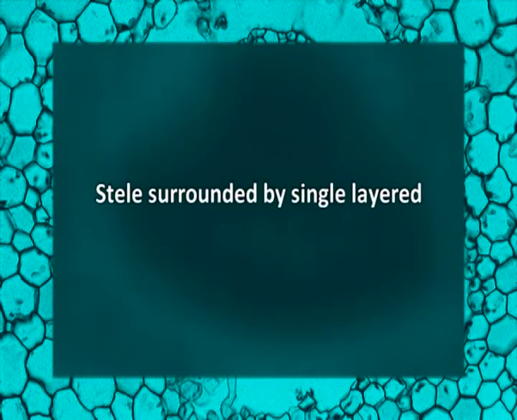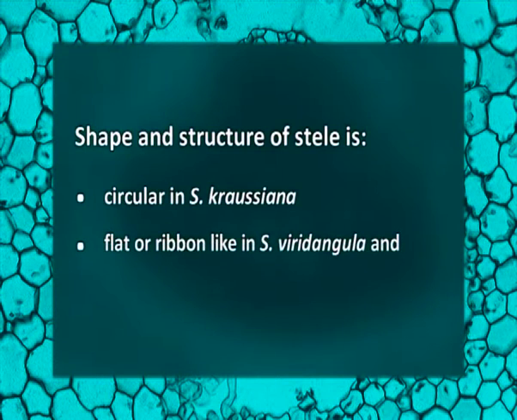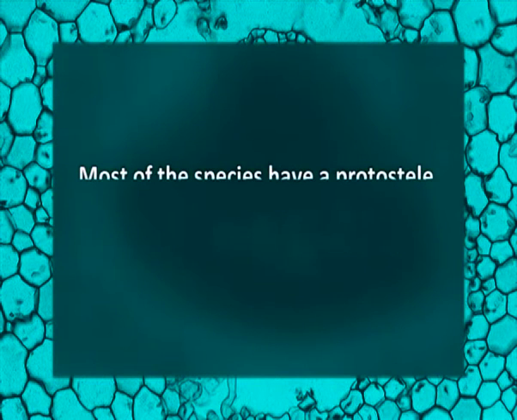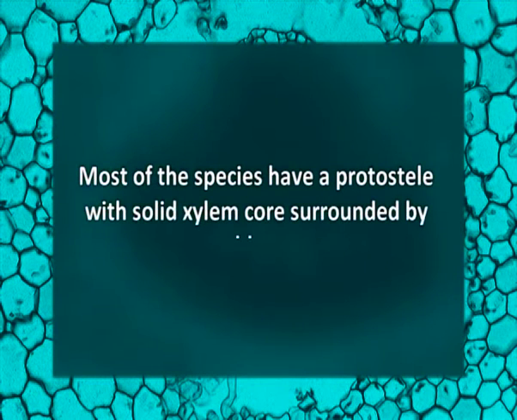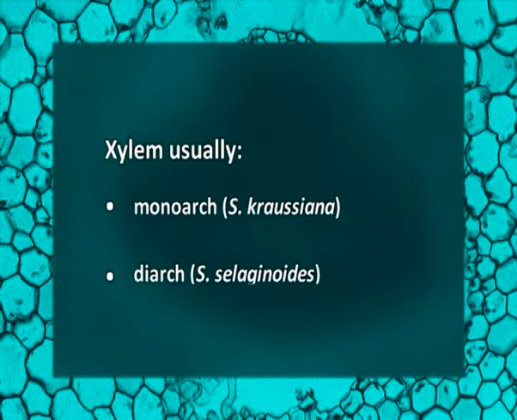The stele is surrounded by a single layered pericycle. It is circular in Selaginella cruciani and flat or ribbon-like in Selaginella verandicula and Selaginella vigili. Most of the species have protostele with a solid core surrounded by phloem. The xylem is usually monarch, as in Selaginella cruciani, or diarch, as in Selaginella seliginoides.